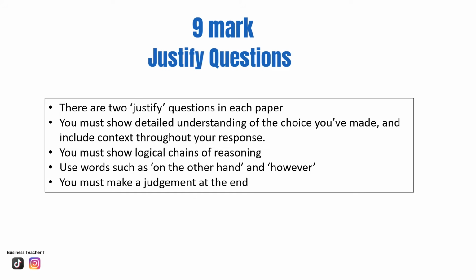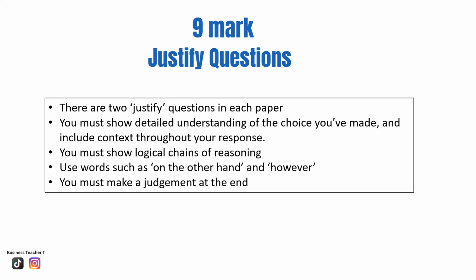For the 9-mark Justify questions, you'll find 2 on paper 1 and 2 on paper 2, and there's always a choice, so there's always options. So it could be something like, should the business decide to increase training or should they lower prices? You need to choose one of these options and evaluate that option. Make a clear choice out of the 2 options and balance out your response as to why the business should or should not choose that option.